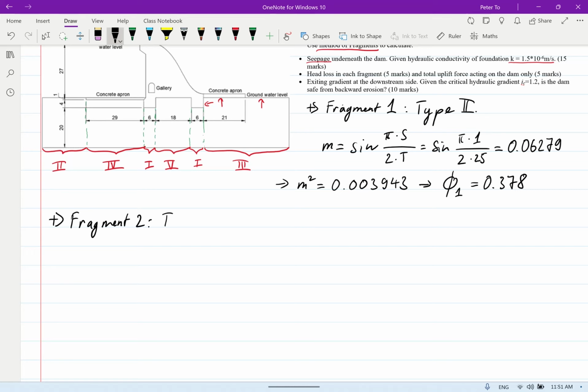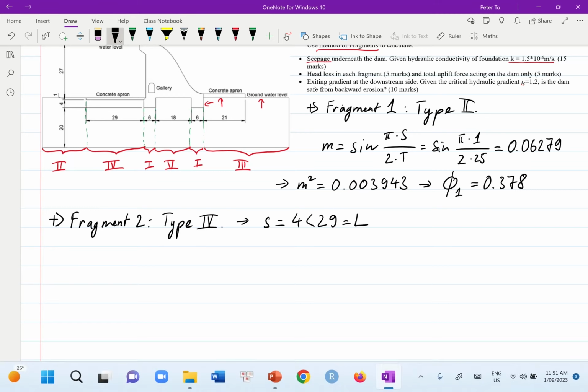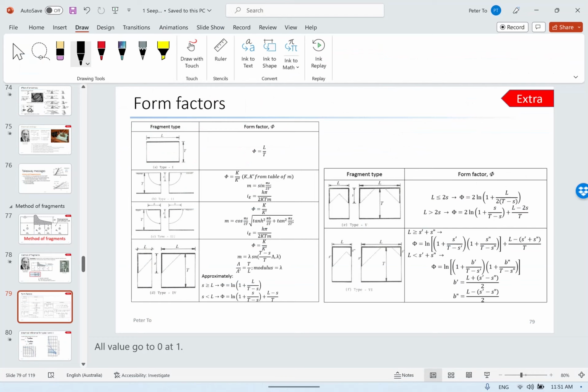Now for fragment 2, I have it of type 4. So I have to consider the condition of S, which is a step, and L, which is a length. I have S equal to 4 and it is smaller than 29, which is equal to L. So therefore, in this one, I have to use these equations because my S is smaller than L. Alright.